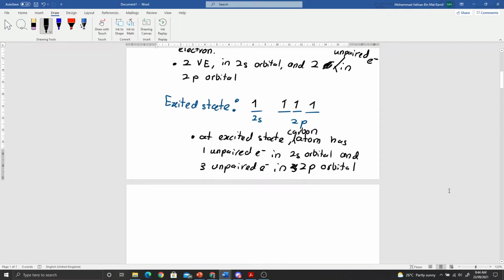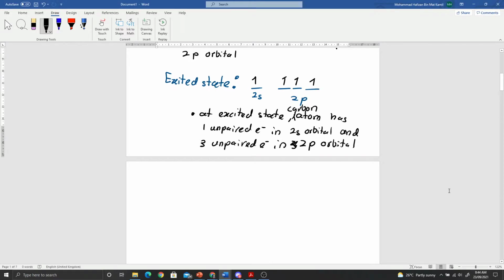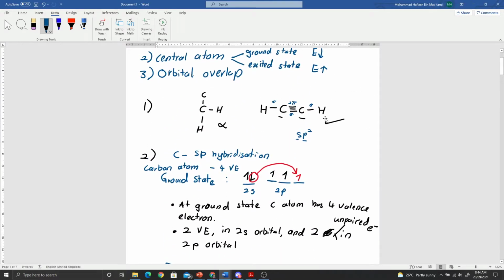So kalau you tengok untuk buat bond, it is a 2sp hybridization. Okay, untuk hybridization, sebabkan tadi kita tengok kita only look on sigma bond kan, so it is only an sp hybridization. So sp maksudnya satu dari s, satu dari p.